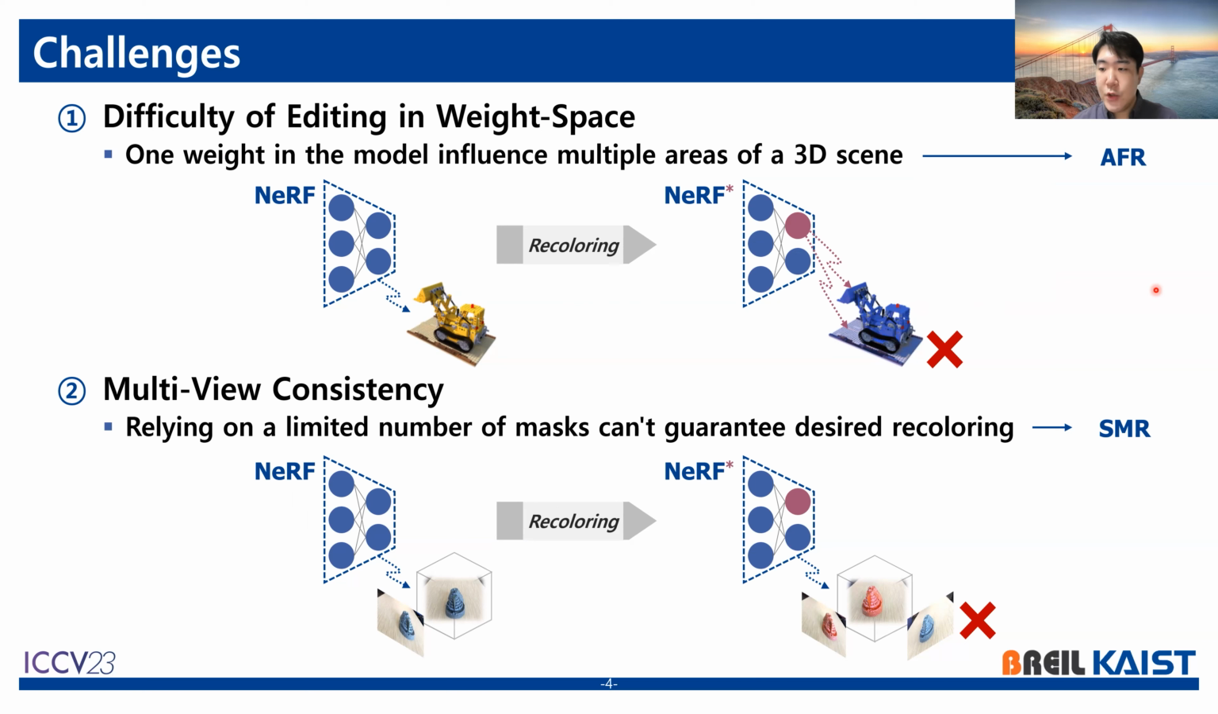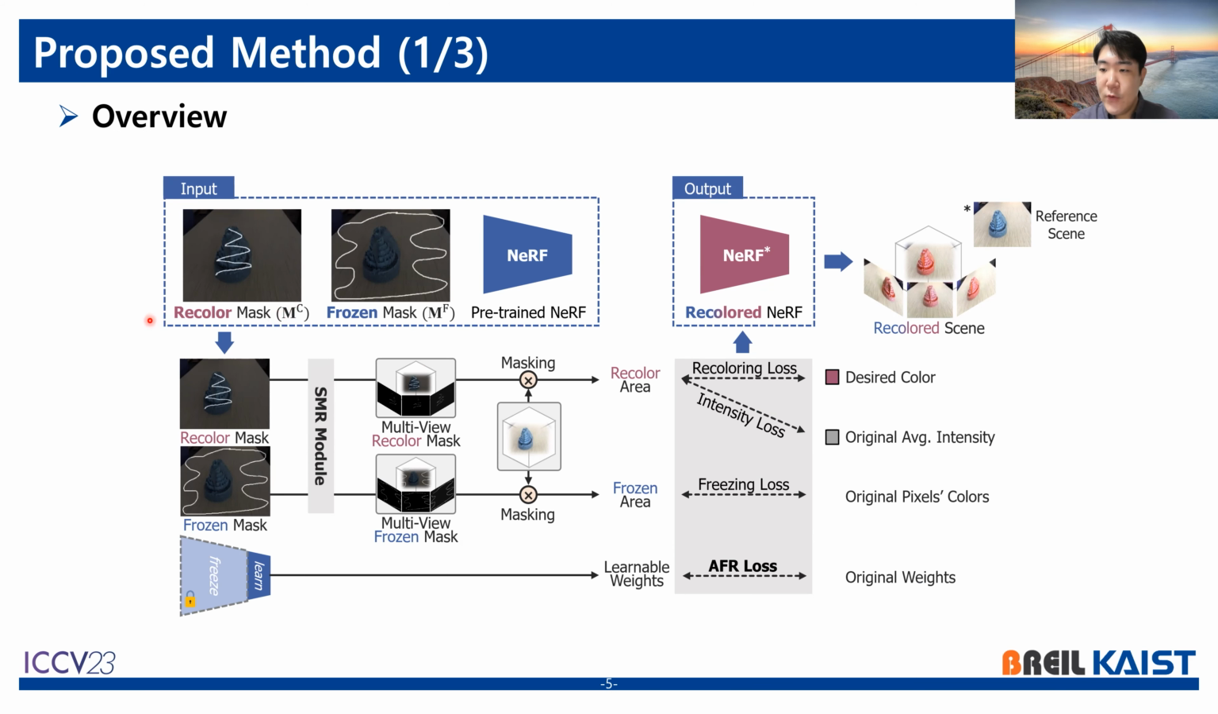First, due to the nature of implicit representation, one weight can influence across the scene, and learning without proper consideration can't guarantee decomposition performance. Second, the view-dependent nature of many NeRF variants using a limited number of user masks cannot ensure multi-view consistency. To address these issues, we introduced AFR and SMR. Let's start with an overview.